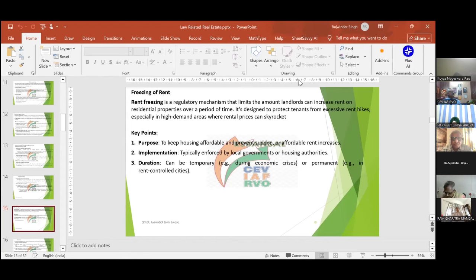Its purpose is to keep housing affordable and prevent sudden unaffordable rent increases. It is typically enforced by local government or the housing authority. Its duration can be temporary during economic crisis or permanent, for example, in rent controlled cities.